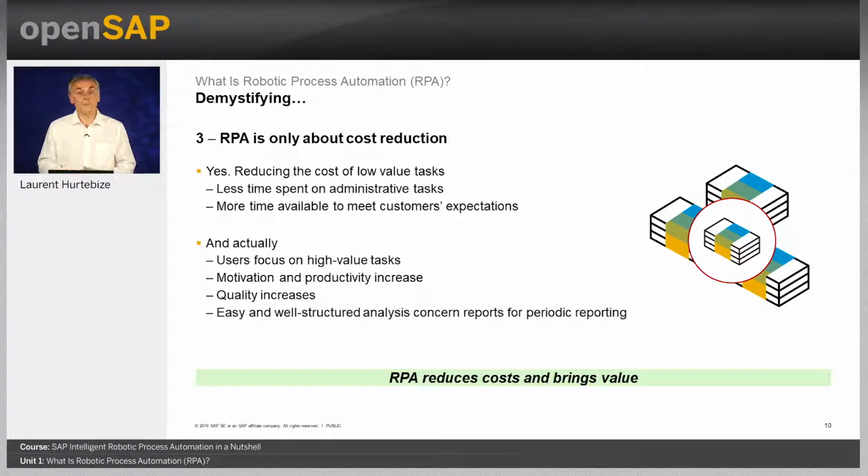Number 3, RPA is only about cost reduction. Okay, that's right. Companies might jump into RPA to reduce costs, the cost of low-value tasks. Because of legal constraints such as compliance, users spend more time in administrative tasks than real productive ones. In that way, RPA kills administrative costs. And again, let's say that RPA allows customers to perform high-value tasks. And of course, we notice an increase in motivation, in productivity, and the greatest of all, quality.